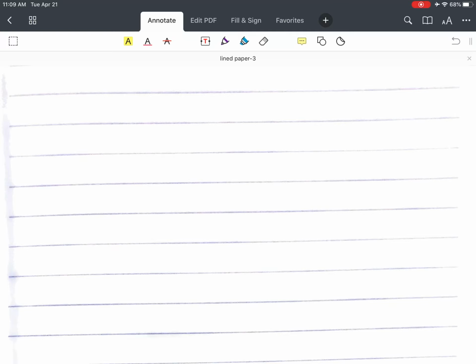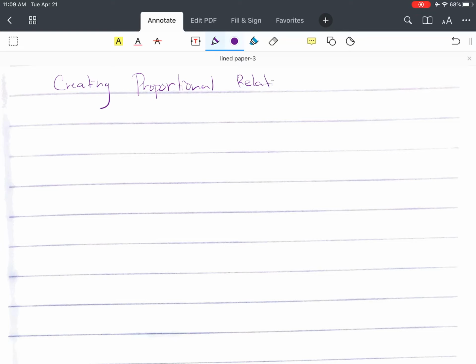All right. For today's lesson, we're going to be looking at tables and see if we can recognize proportional relationships as well as create equations for them. We've done this before, okay? This is review. Proportional relationships from tables.